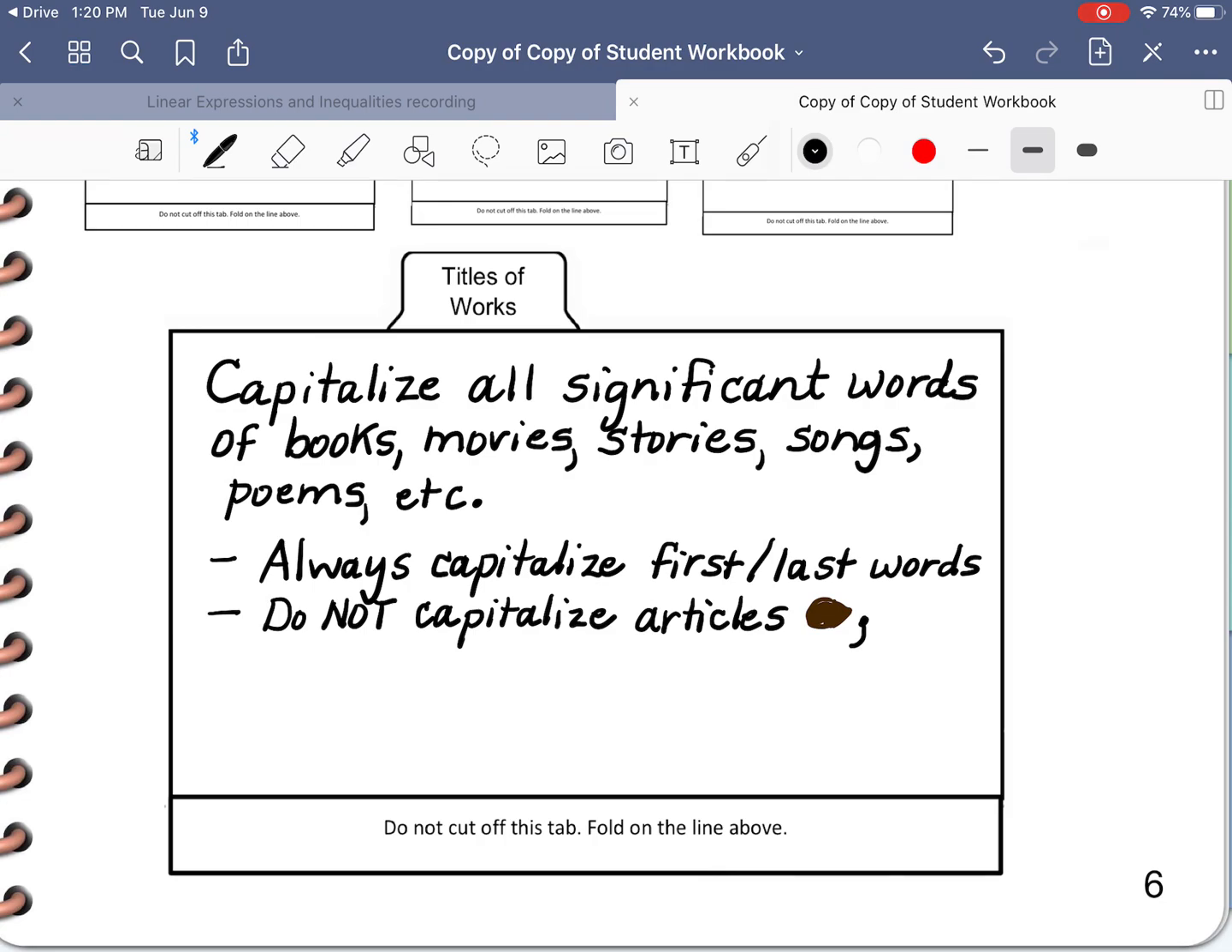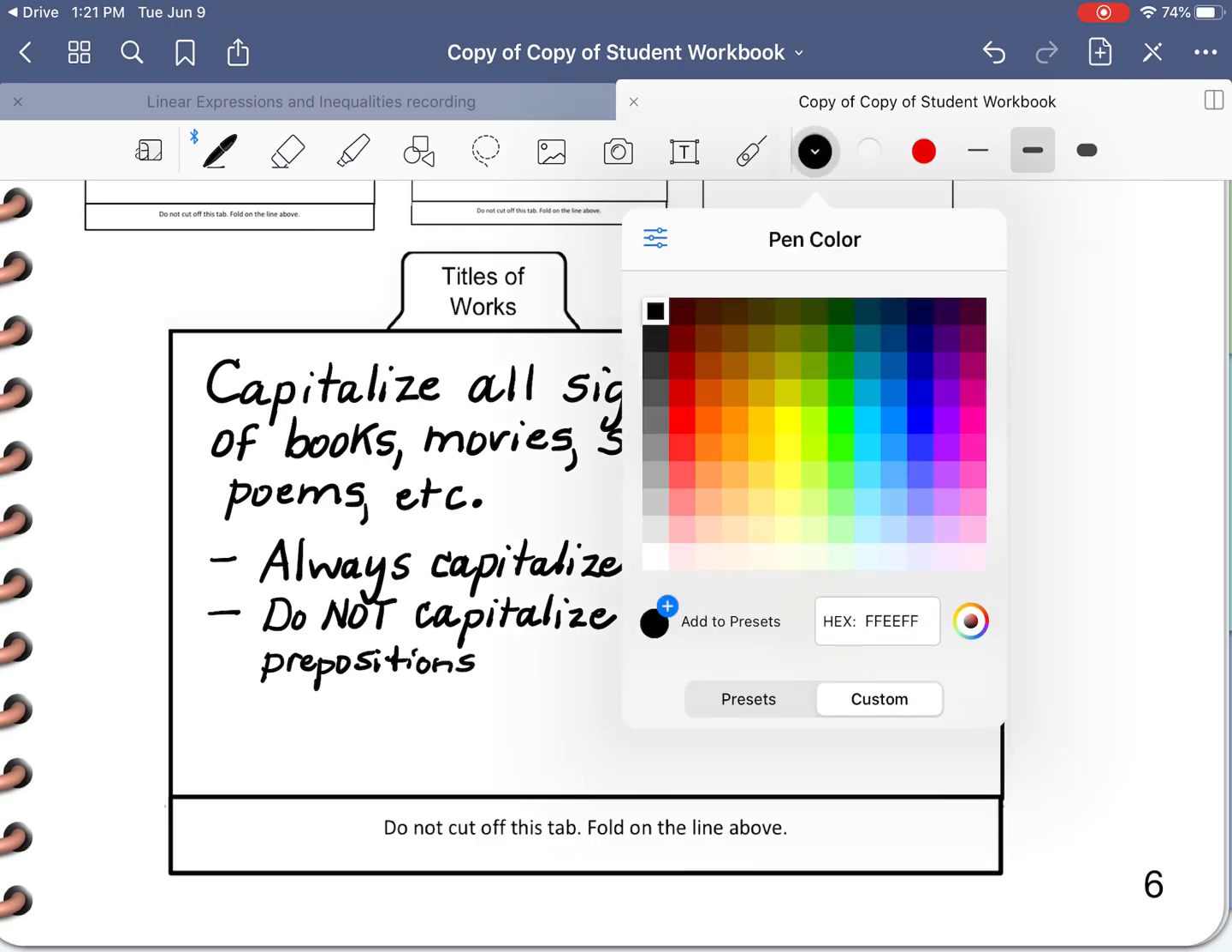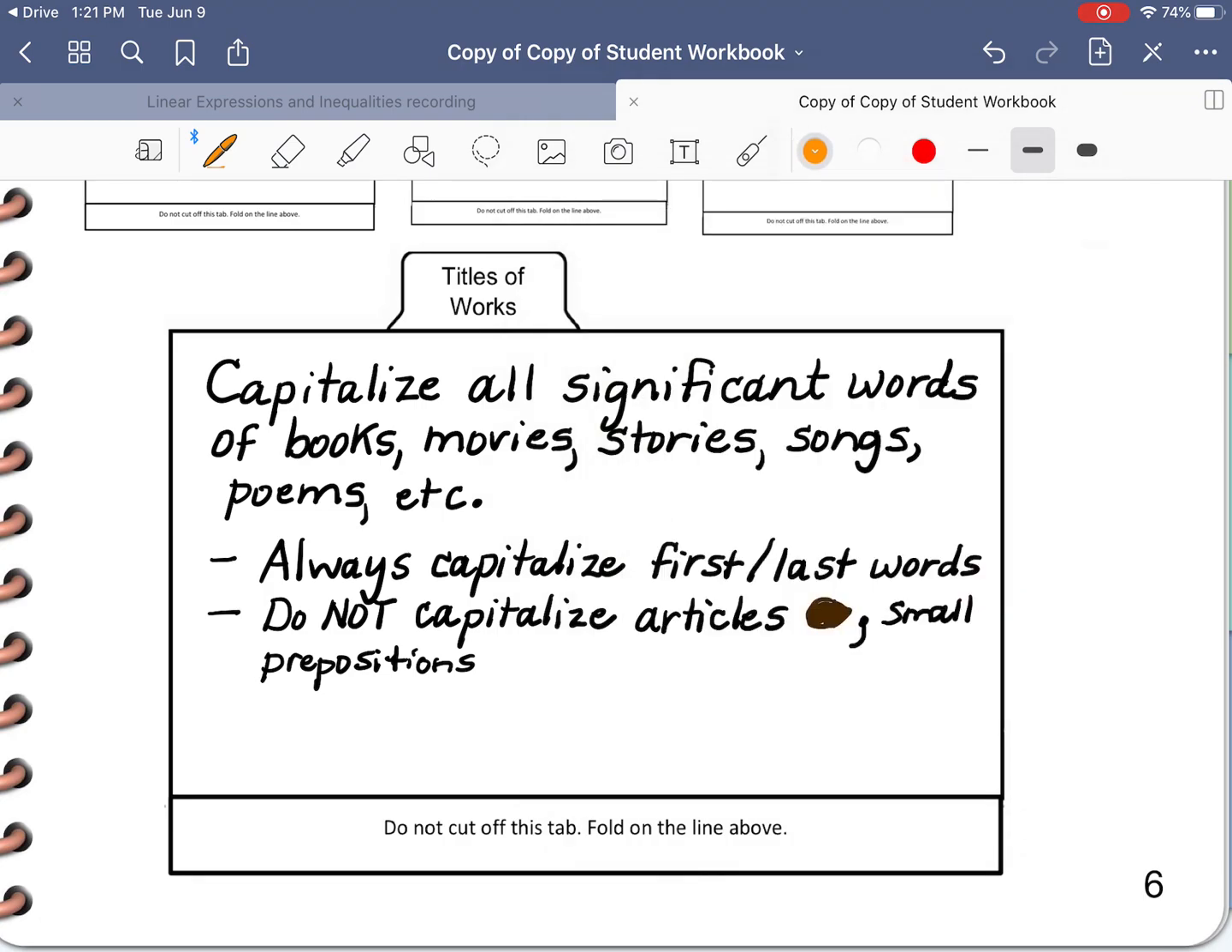You do not capitalize prepositions. And I'm going to clarify that. Small prepositions. If there are 5 or more letters, you're going to capitalize them. But the small ones like as and of, you do not capitalize those. And the symbol that we're using for the preposition is that arrow that is pointing to the right. So small prepositions do not get capitalized in titles.